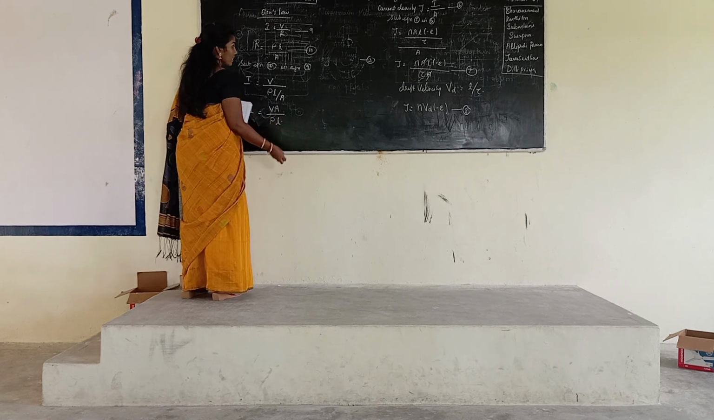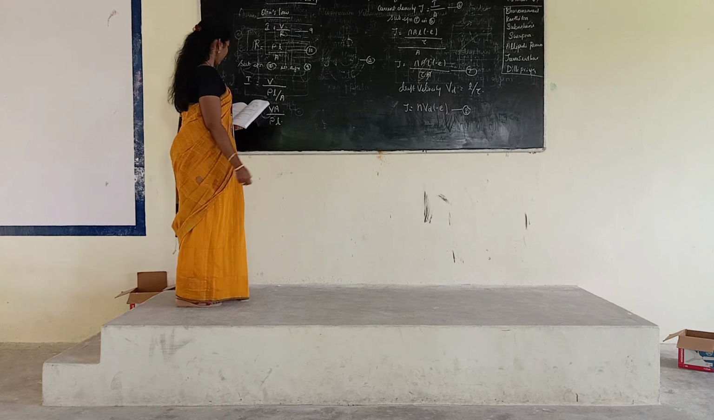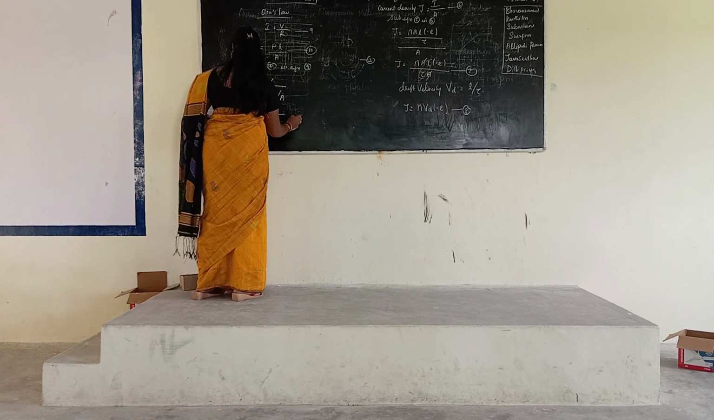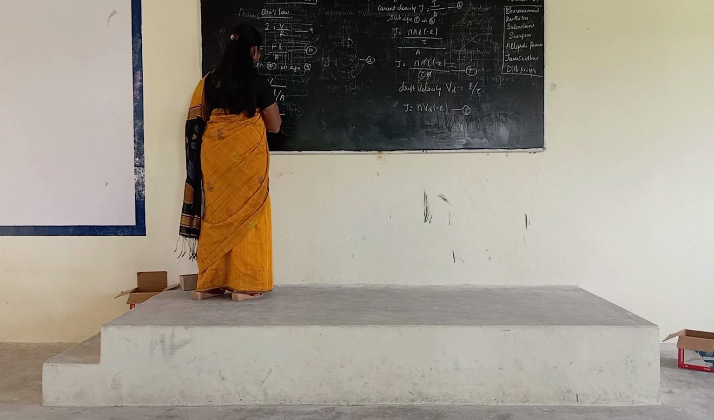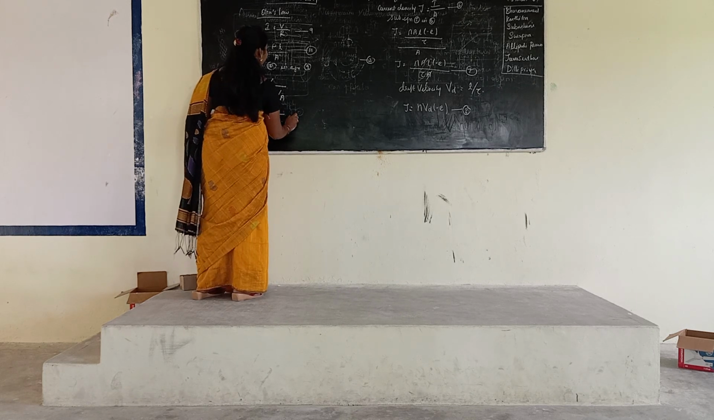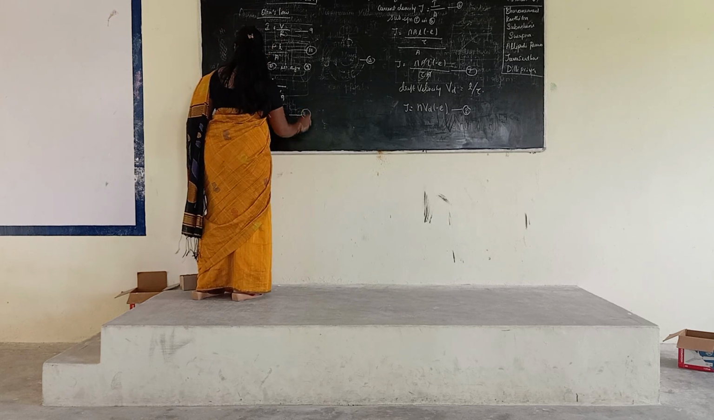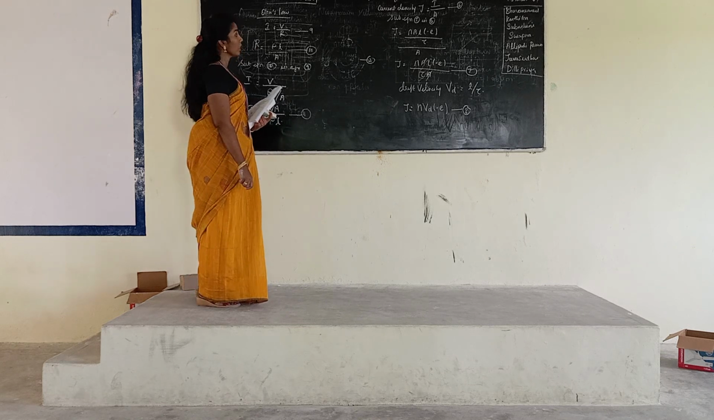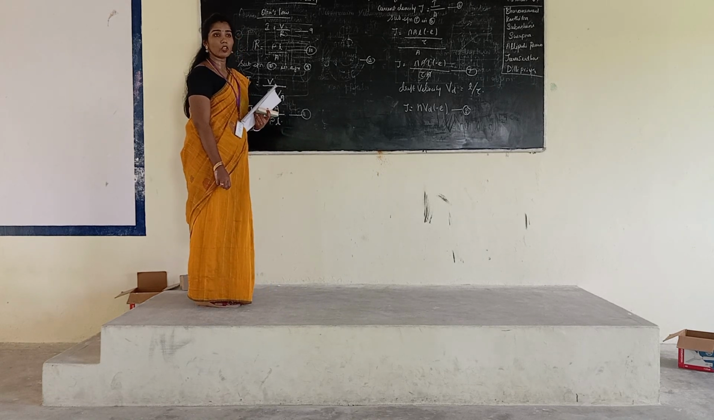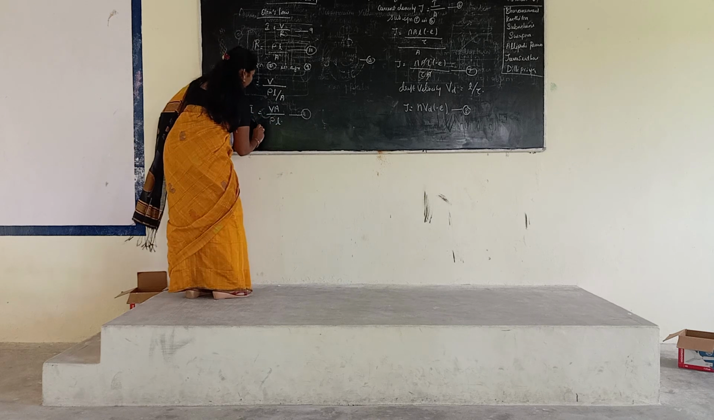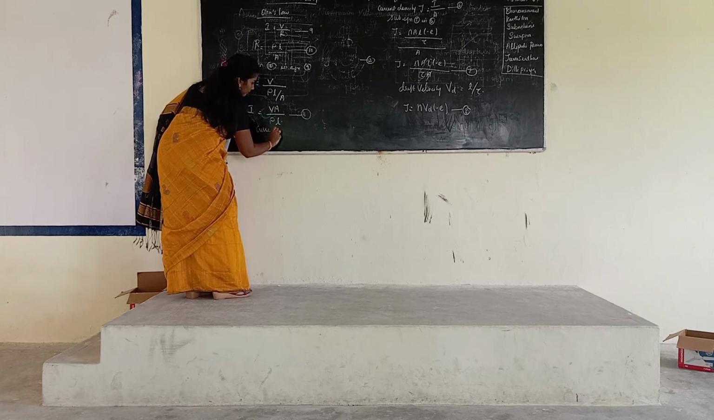Okay. So now what is the formula for the current density? This one is the 11th equation. Now what is the formula for current density? J is equal to I by A. So here, current density.